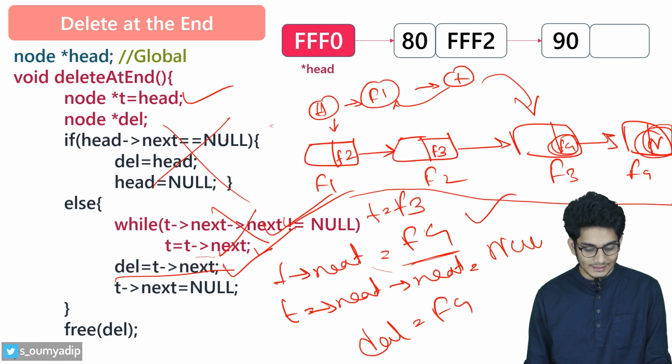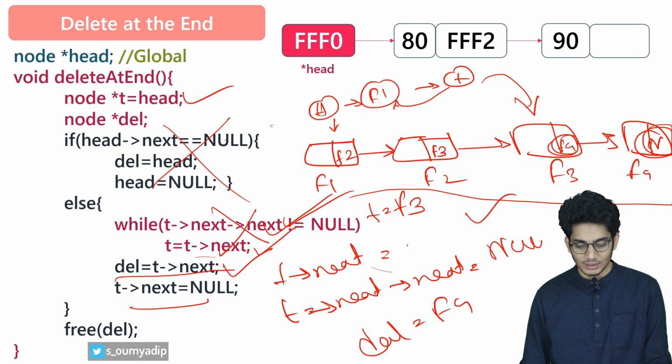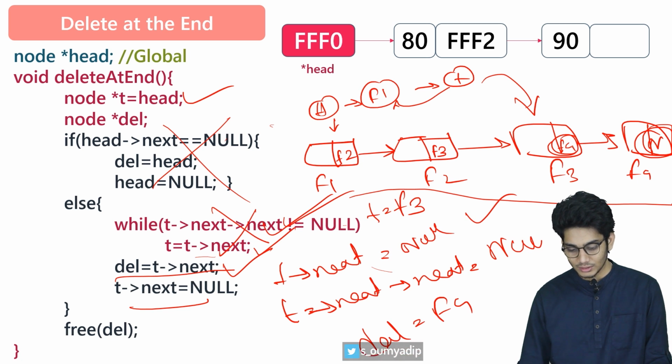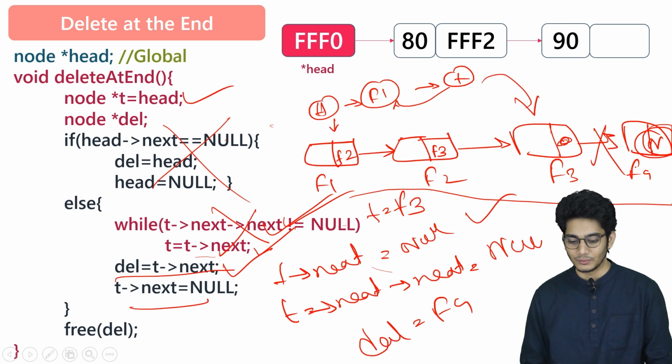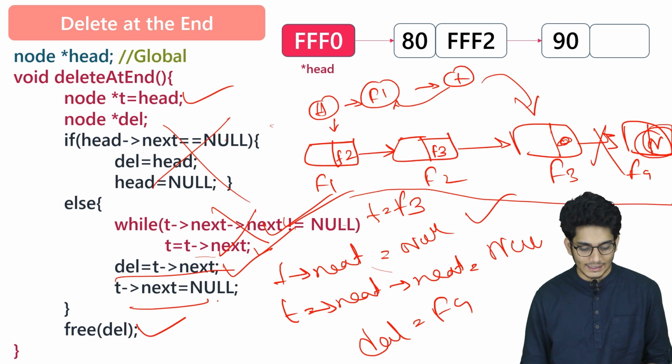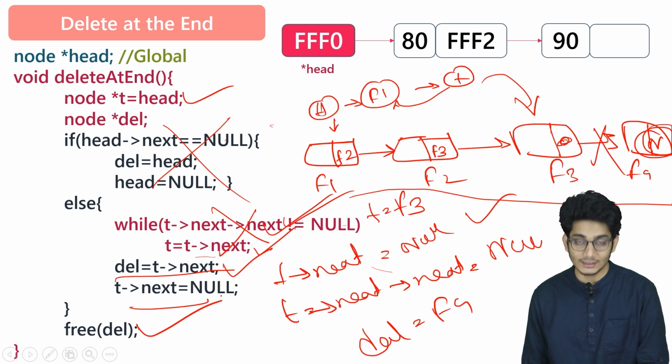Then we'll set T next equals to null. So what do we mean by T next? This is F4. So we'll put null over here, null. So this thing will be null. So this link will be discarded. Then at last we will delete the memory.